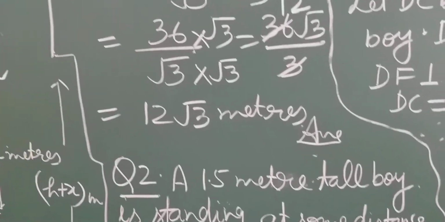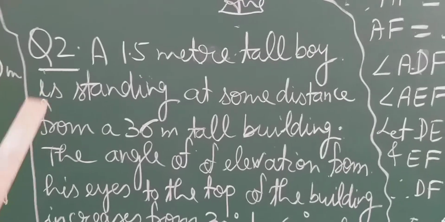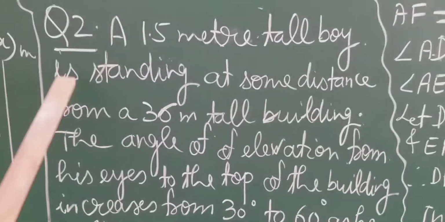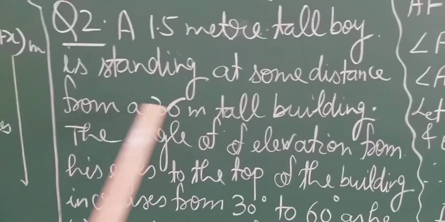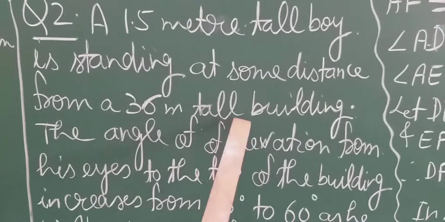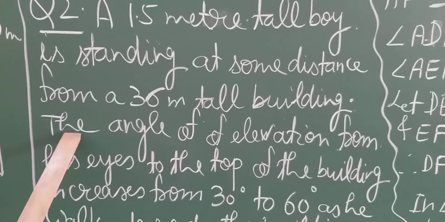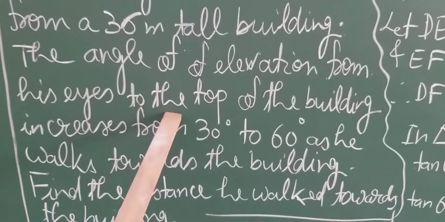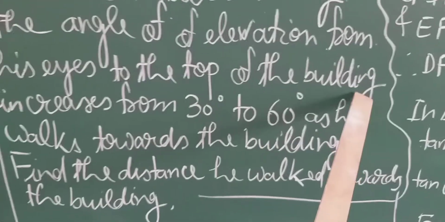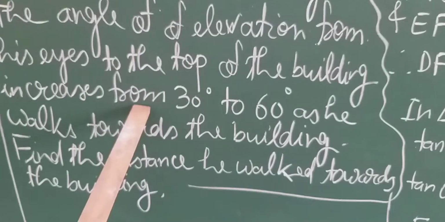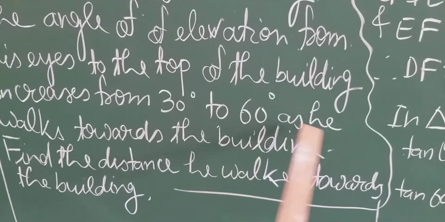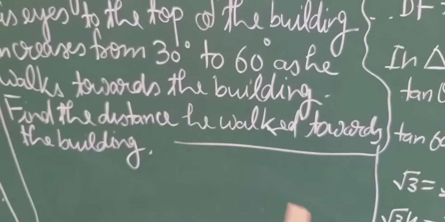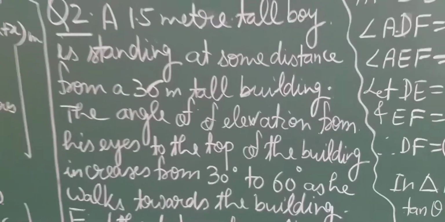Okay. Now, students, question number 2. A 1.5 meter tall boy is standing at some distance from a 36 meter tall building. The angle of elevation from his eyes to the top of the building increases from 30 degrees to 60 degrees as he walks towards the building. Find the distance he walked towards the building.